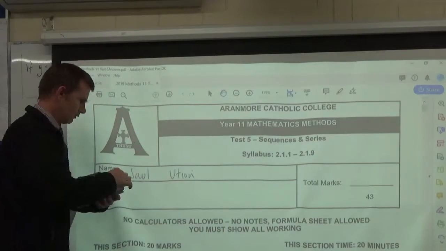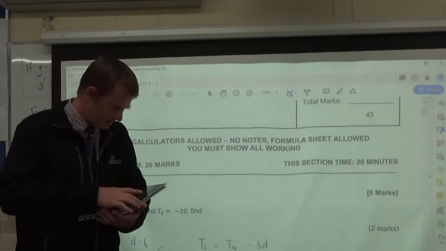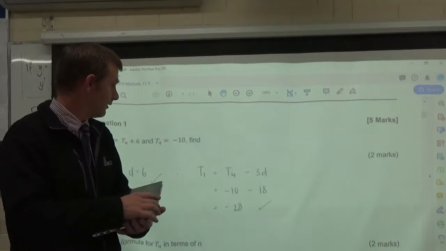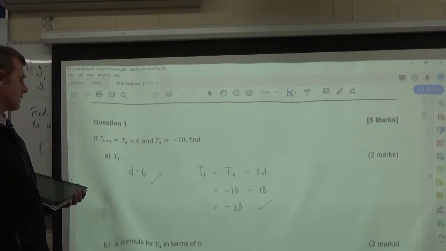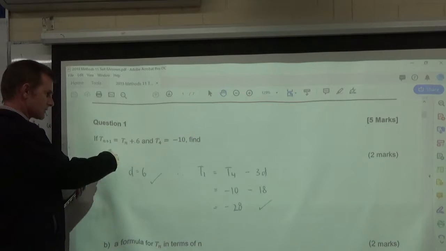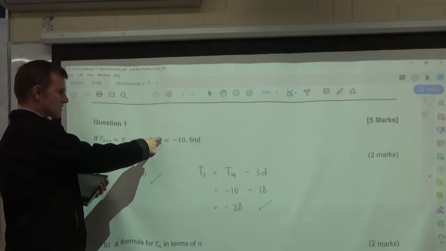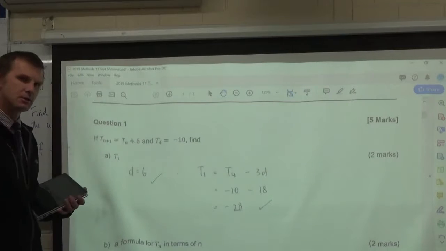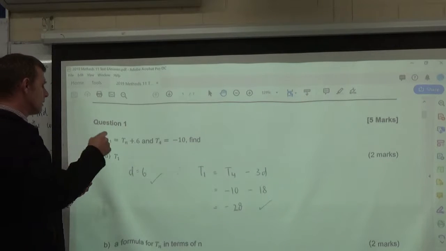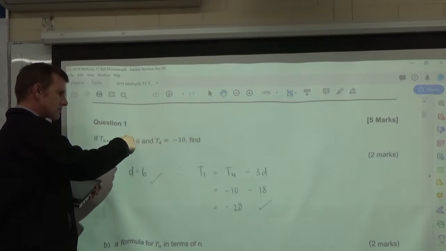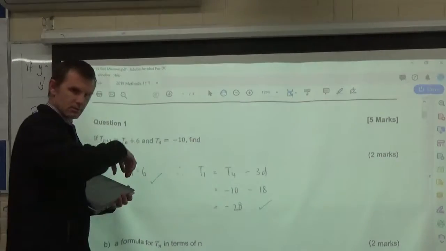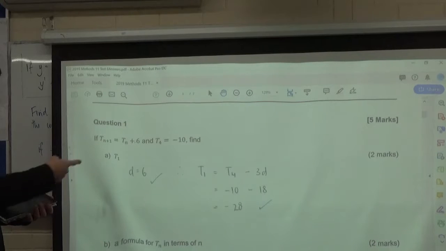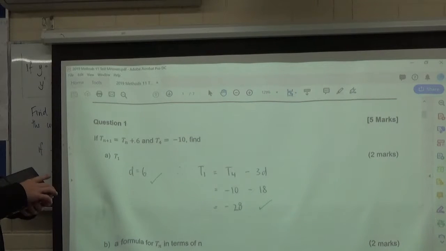Our best friend Saul Ushin has done his test here and he's done very well. Got 100%. Going to be real quick on getting through these because I don't think anyone would have a problem. Working out T1, really what I've got to do is say, well, from T4, isn't that 3 jumps backwards to get to T1? And isn't each jump 6 units? So T1 would be T4 minus 3 lots of d, jump on back, equals minus 28.